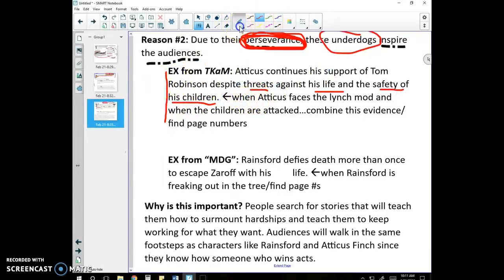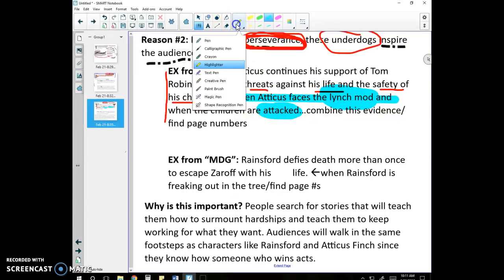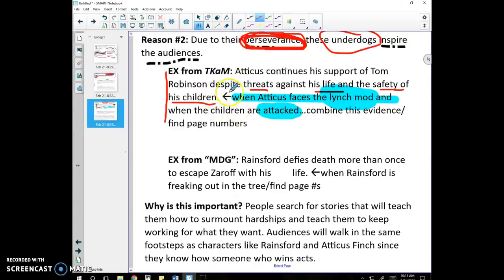And then I start to think about what actual evidence I could use here. So the lynch mob, oh, it says mob. Lynch mob, I could use that. Also, when the children are attacked, I could use that, and the perseverance there. But it says combine this evidence, so maybe I'll just use the lynch mob. At least I have ideas where I could use this. So I've brainstormed different ideas where I could use evidence to support this concept of perseverance.